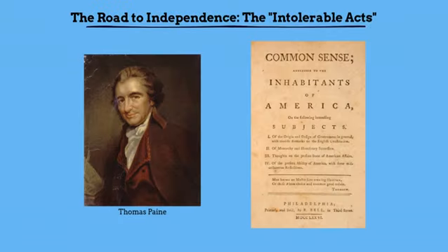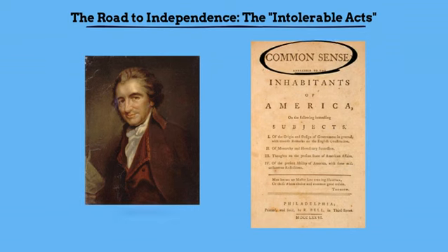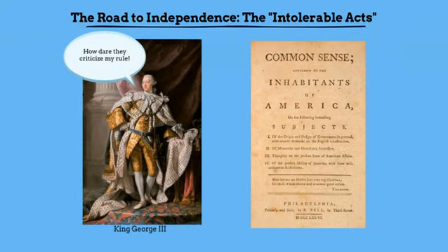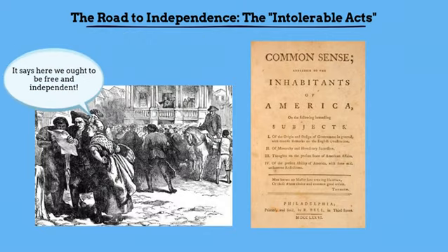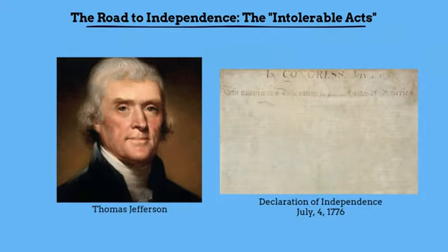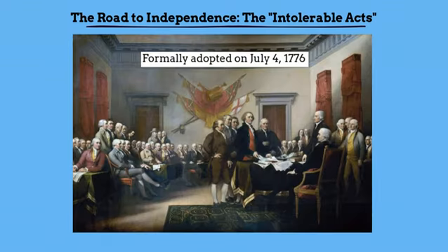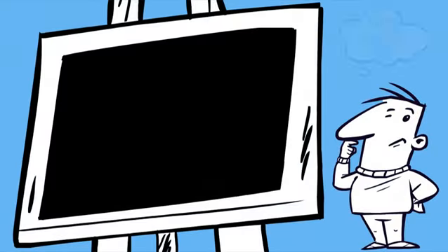In January 1776, Thomas Paine published Common Sense. This booklet criticized King George III and argued the colony should be independent from England. A few months later, Thomas Jefferson wrote the Declaration of Independence, which was formally approved by the Continental Congress on July 4, 1776. Let's check in.